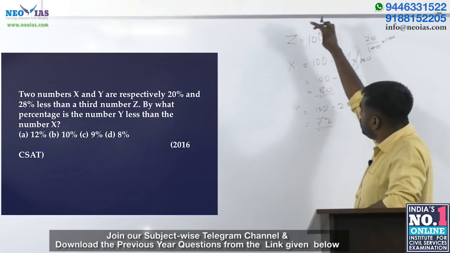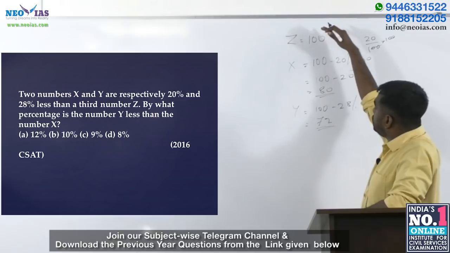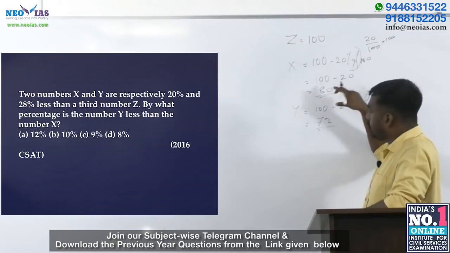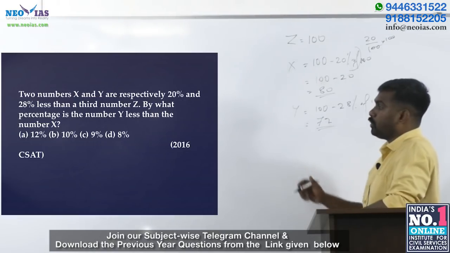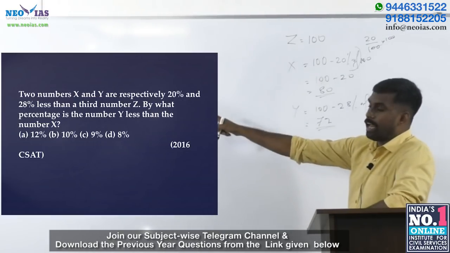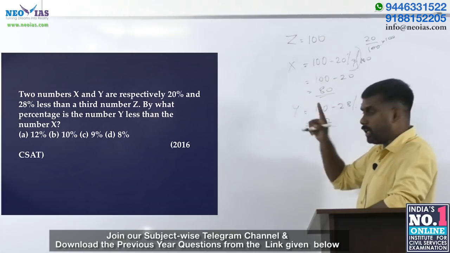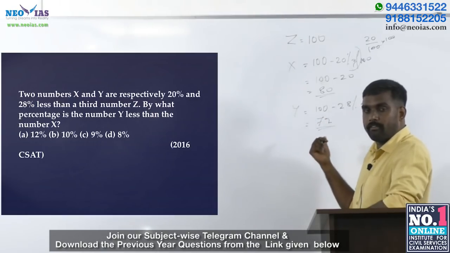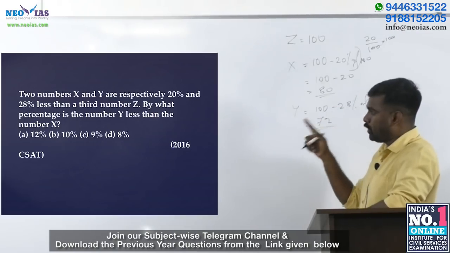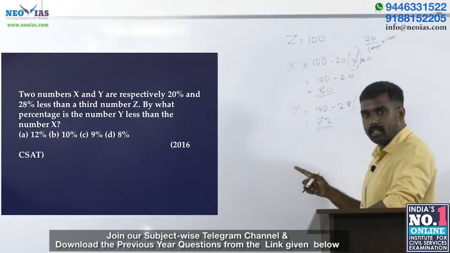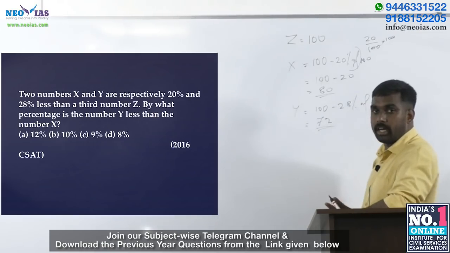If you are assuming z as 100, x will be 80, y will be 72. If you are assuming the value of z as 200, you will get x as 160, y as 144. Simple, right? You just assume the value because no specific value is given in the question. I have been explaining the application of assuming a value in the case of ratio also; in every problem, this will make your calculation easier.